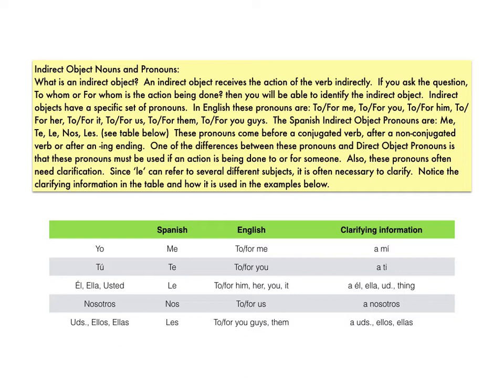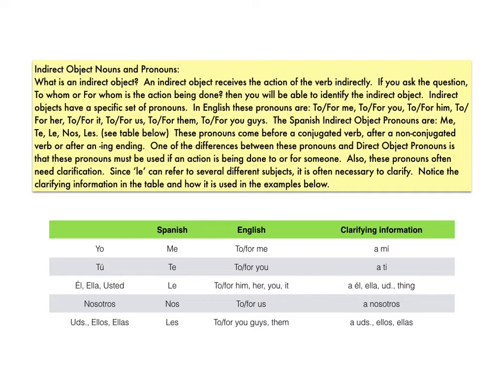In English, these pronouns are to or for me, to or for you, to or for him, her, it, us, them, or you guys. The Spanish indirect object pronouns are me, te, le, nos, and les. You can see the example or the table below. These pronouns come before a verb that is conjugated, or after a non-conjugated verb, or after an ing ending.